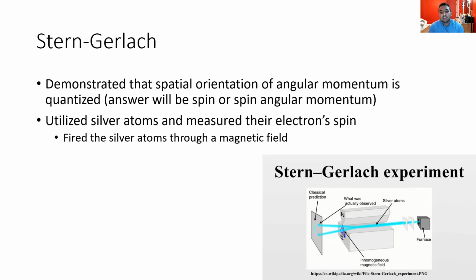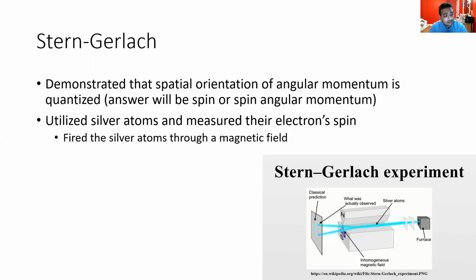So what they did was they kind of burned silver. They evaporated it and they fired it as a beam through a magnetic field, which was inhomogeneous. So it had different strengths all over the place. And under classical predictions, you would have an even spread of where the silver atoms end up.